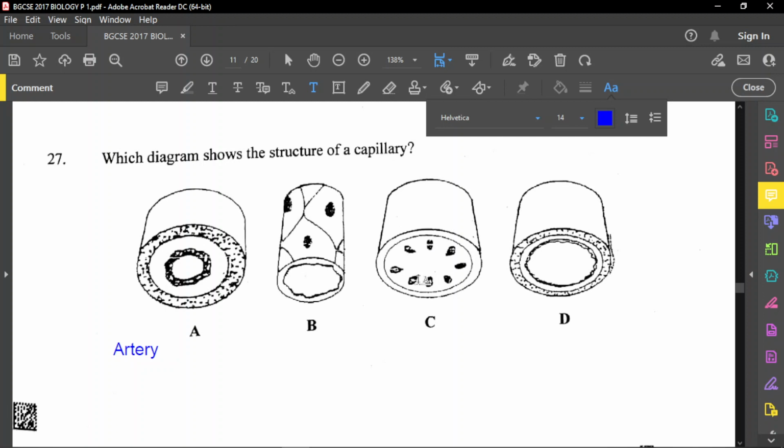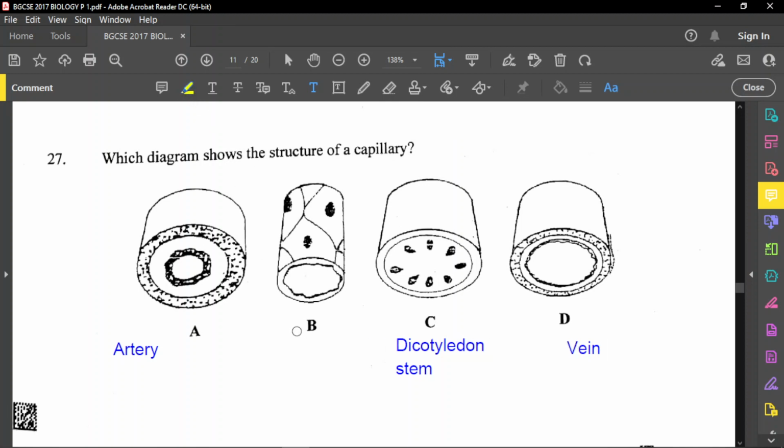This will be a plant stem. So notice you have the vascular bundles. They're kind of arranged uniformly. So this is a dicot stem. So this is a dicotyledon stem. I must make a note right there. Let's put stem right there. Yep. So there's dicotyledon stem. This is a vein because you know we have a thinner wall and a wide lumen. So this here is a vein. All right, so you need to know that. All right, so yeah, capillary is definitely B, yes?